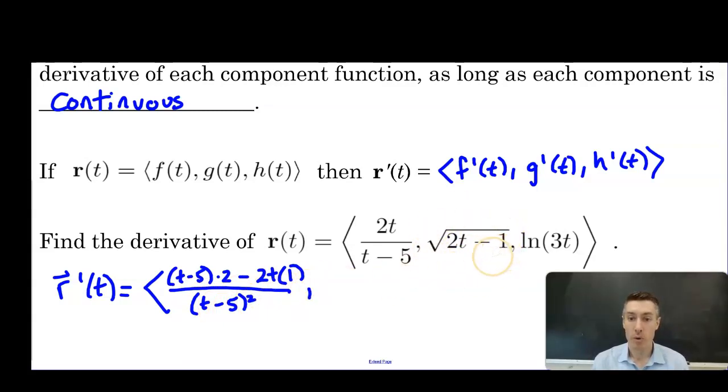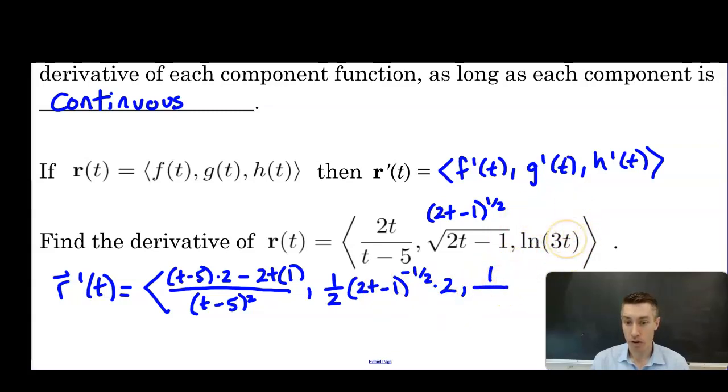Differentiating the second component function, square root of 2t minus 1, I'm going to express that as 2t minus 1 to the 1/2, and we'll use the chain rule here, so 1/2 times the inside stays the same, so 2t minus 1 to the negative 1/2, right? So power rule, times the derivative of the inner function, which is 2. And then we have the derivative of a natural log function, so that's 1 over the inner function, so 3t. And again, chain rule here, times the derivative of the inner function, which is 3.